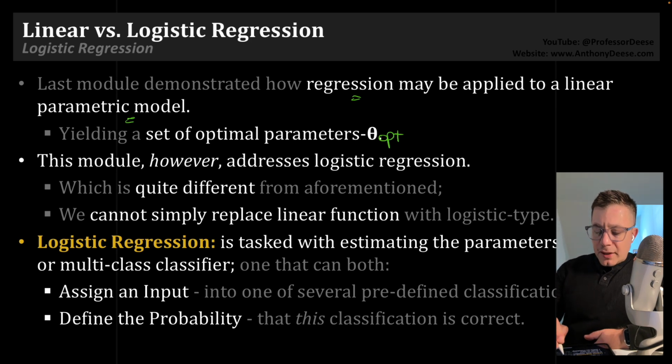We cannot simply replace the linear function with a logistic type model and call it a day, because the objectives are different. Logistic regression is tasked with estimating the parameters of a binary or multi-class classifier, one that can both assign an input into one of several predefined classifications or categories, again, Michael Jordan making the shot or missing it, and define the probability that this classification is correct. So are we 80% sure that Michael Jordan will make that shot, or are we only 10% sure that Michael Jordan will make that shot?